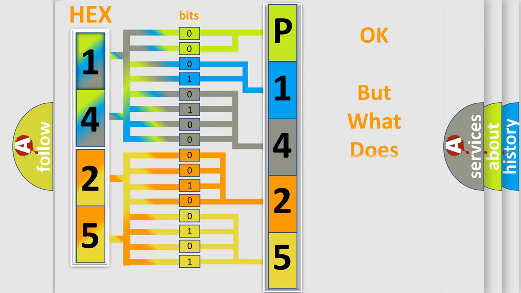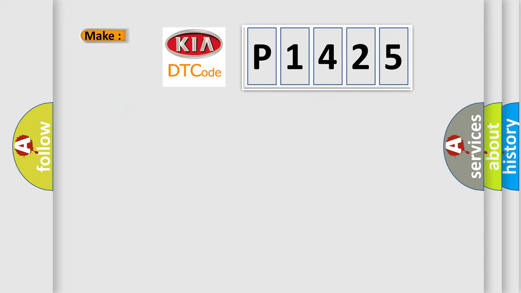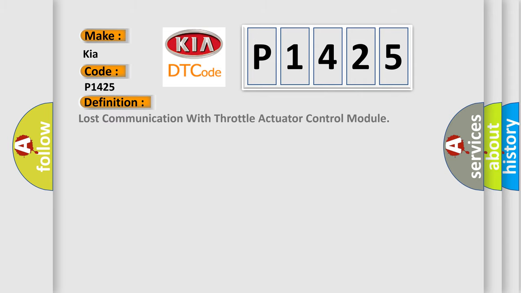The number itself does not make sense to us if we cannot assign information to what it actually expresses. So, what does the diagnostic trouble code P1425 interpret specifically for Kia car manufacturers? The basic definition is lost communication with the throttle actuator control module. And now this is a short description of this DTC code.